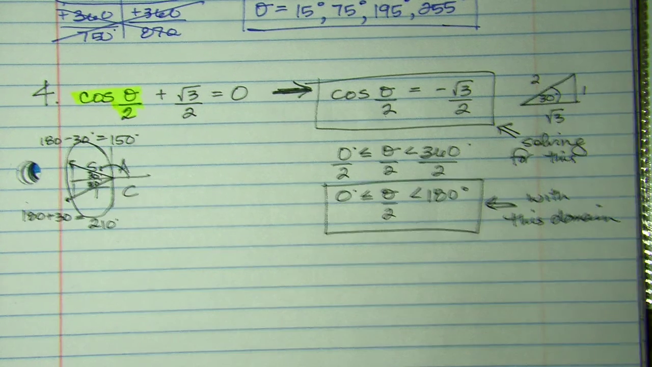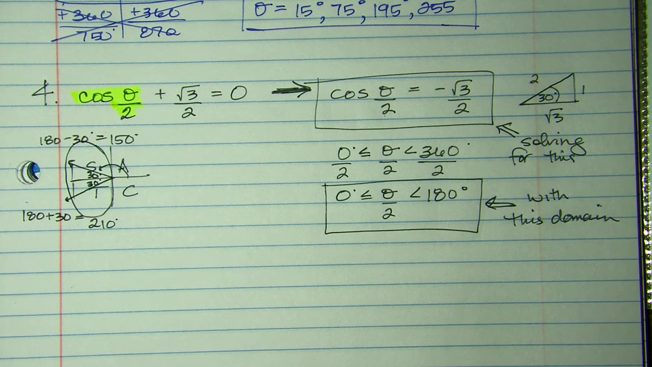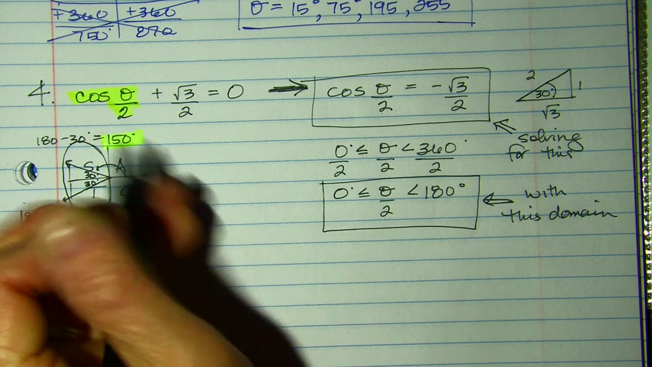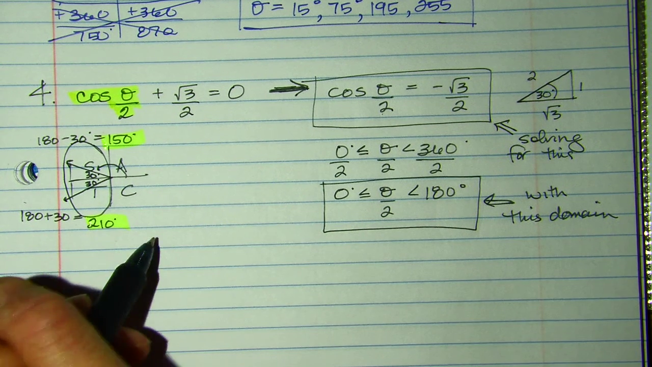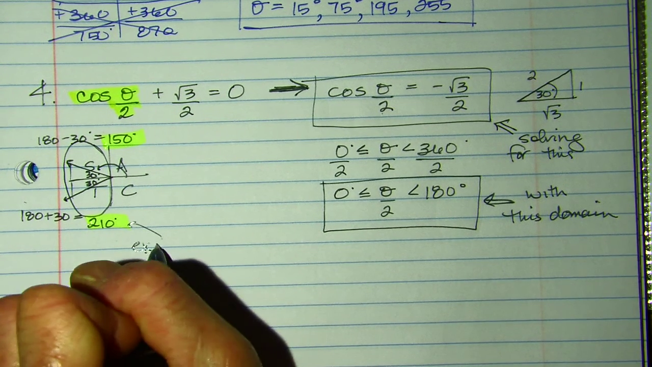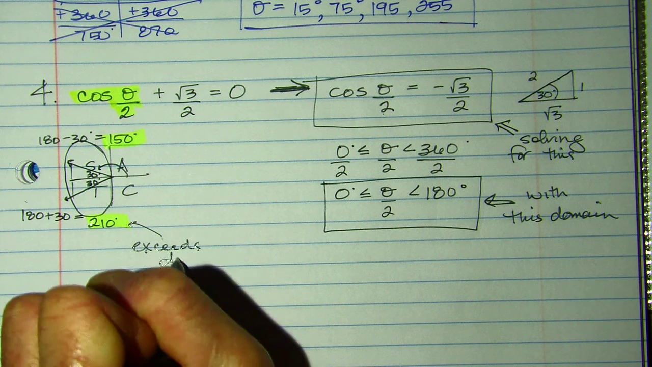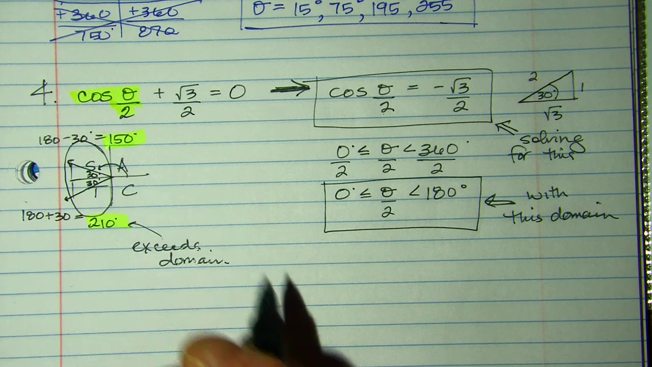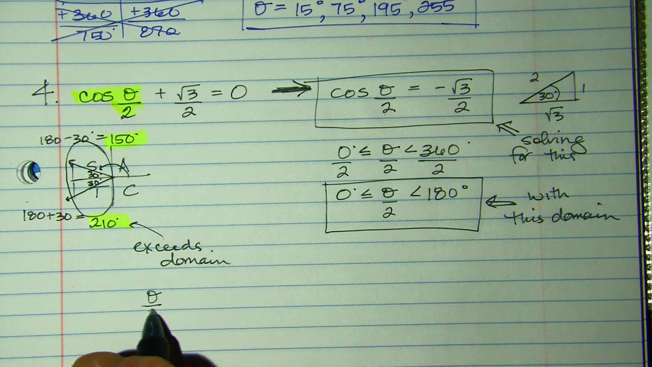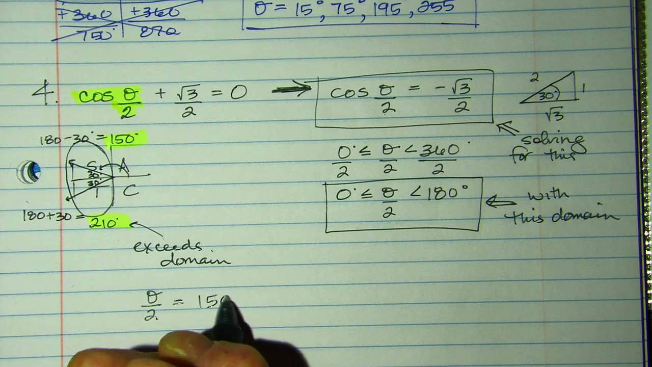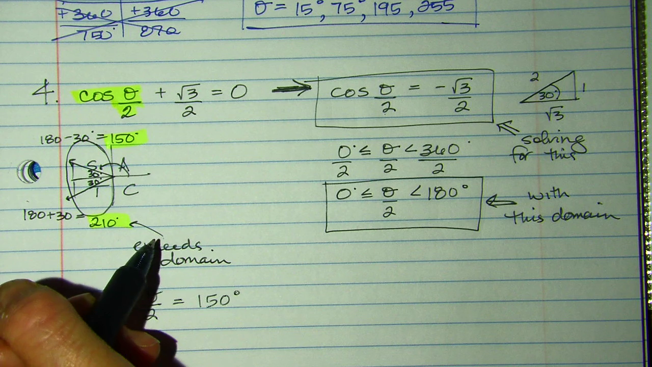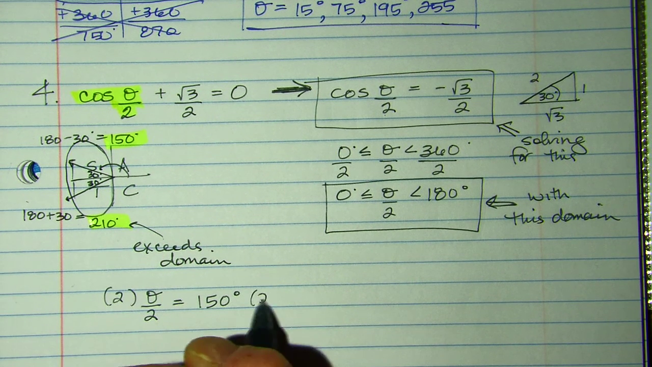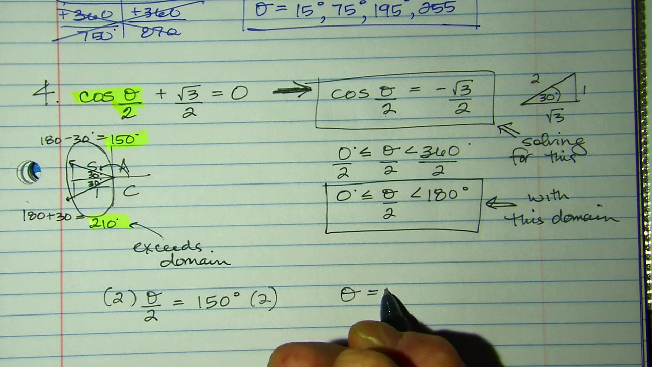So, look at our two angles, ladies and gentlemen. I have 150 and 210. So, I cannot use 210, it exceeds the domain. So, I am just solving for 150. So, theta over 2 equals 150. I can't use 210 because it exceeds our domain. But then if I have to solve for theta, so theta equals 300.